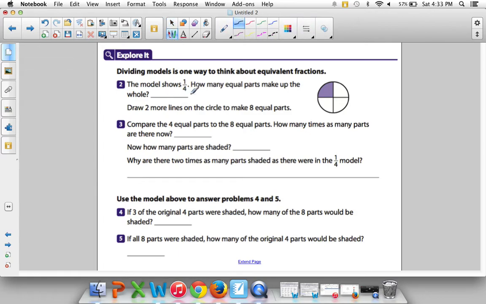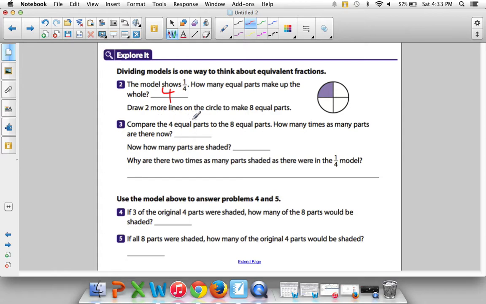The model shows 1/4. How many equal parts make up the whole? So how many parts there are? That's the bottom number, the denominator. And what do you see on the bottom? You see a 4. That's how many parts there are.